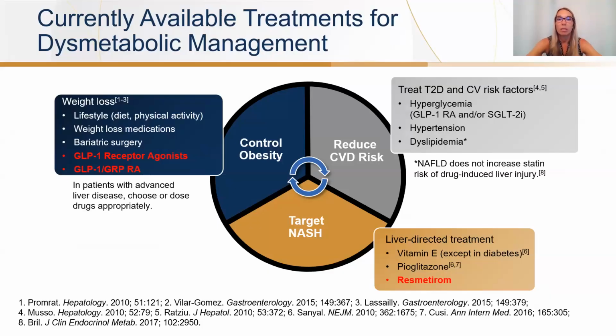So, currently available treatments for dysmetabolic management. There's kind of three cornerstones of what we want to be working on. We want to control obesity. We want to reduce cardiovascular disease risk. We recognize that cardiovascular disease is really the main issue with fatty liver. The main risk that we have when we have fatty liver is really heart attack and stroke, even with simple steatosis without any fibrosis. So we really want to reduce that cardiovascular risk, and obviously more liver-directed targeted treatment for MASH.